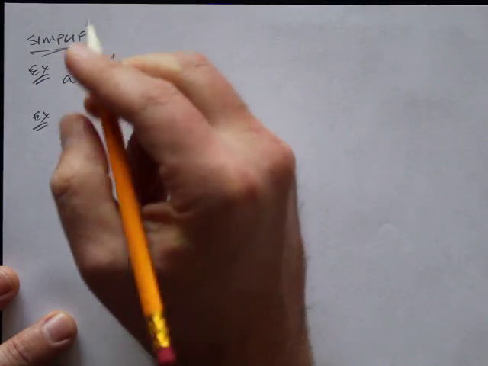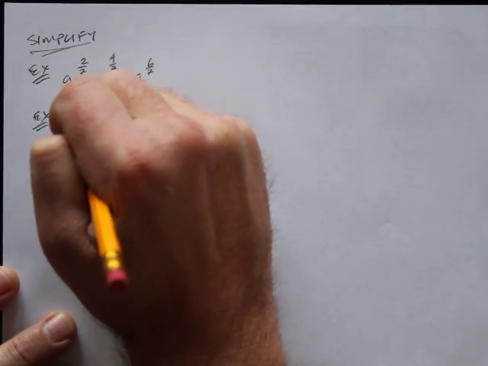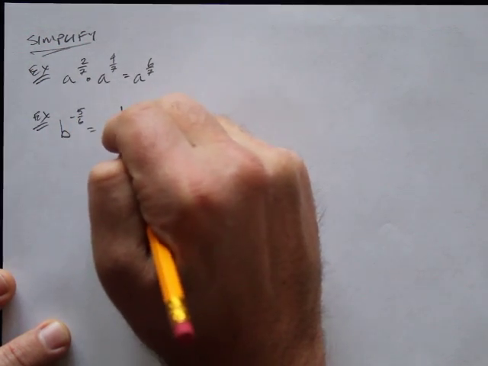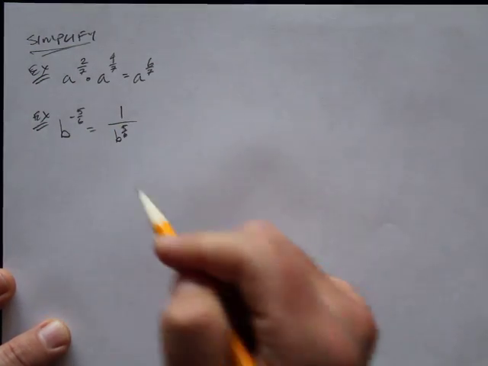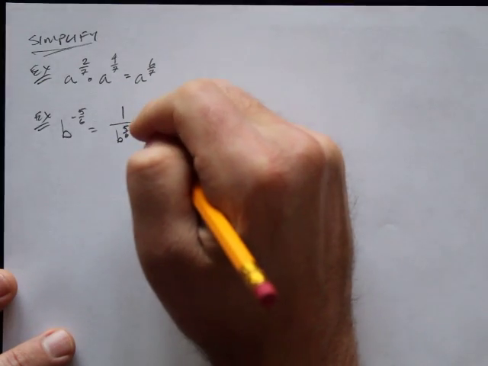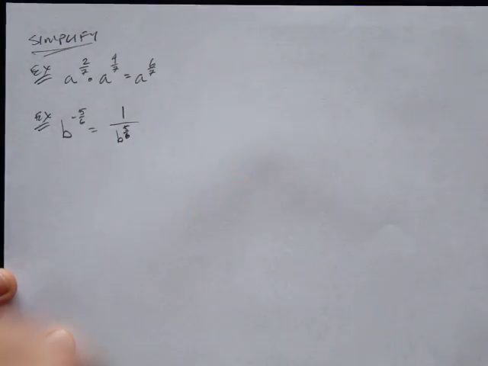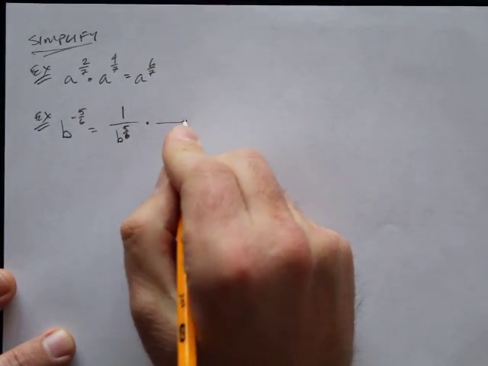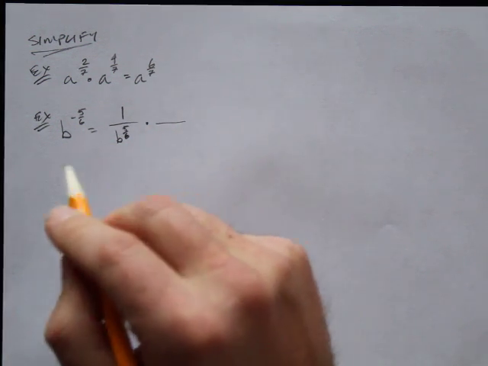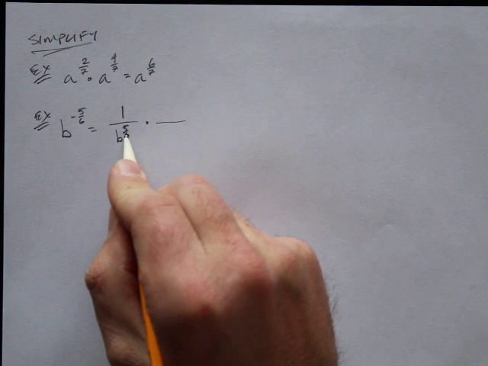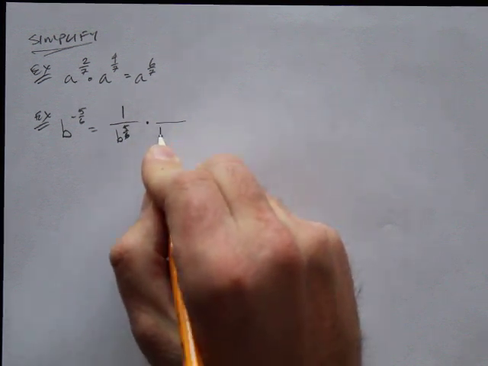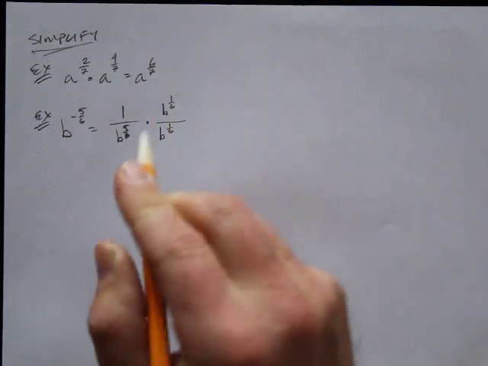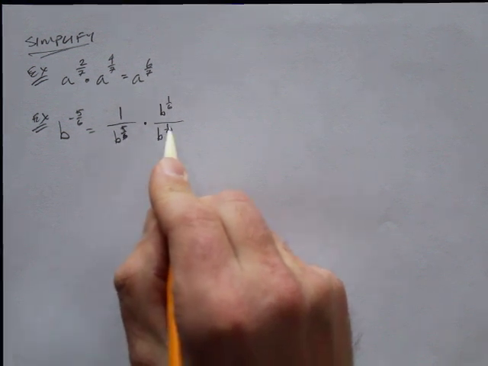Here's another example. b to the negative 5/6 equals 1 over b to the 5/6. So I just took this negative and flipped it down here like that. Now, this says 5/6 here. I want to rationalize my denominator, and so I'm going to multiply. I want this to be 6 over 6, so I'm going to multiply by b to the 1/6 over b to the 1/6. And so when I add these two, I end up with 6 over 6.